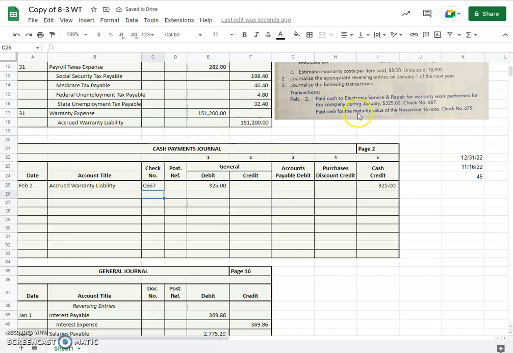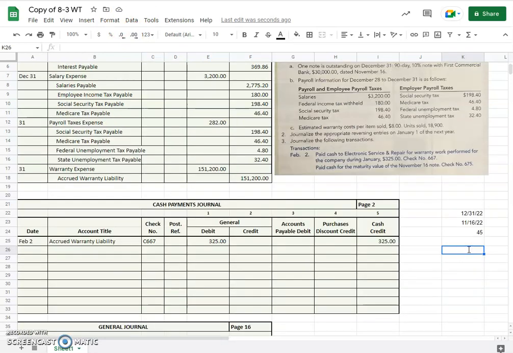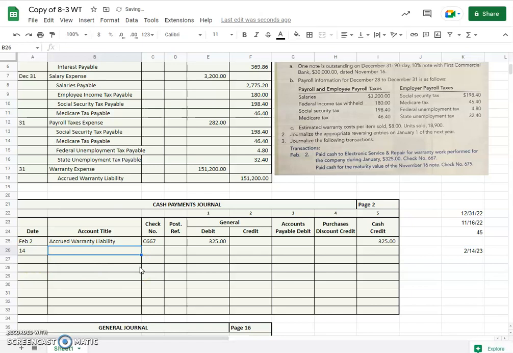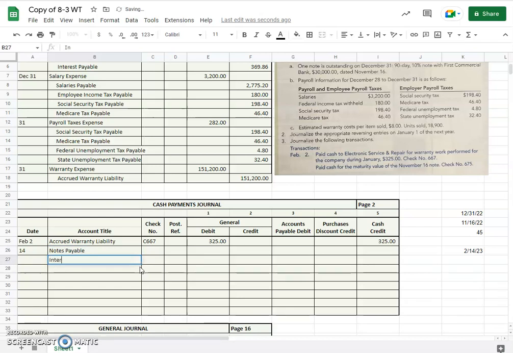All right, next one. Paid cash on the maturity value of the November 16th note. Check number 675. First, we've got to figure out what the ending date actually was. So let's just go the original date that we took out the loan plus 90, and we got 2/14 of 23. So this will be on February the 14th, and we need to pay off our notes payable, and we're going to have some interest expense, right? And this was check number 675.